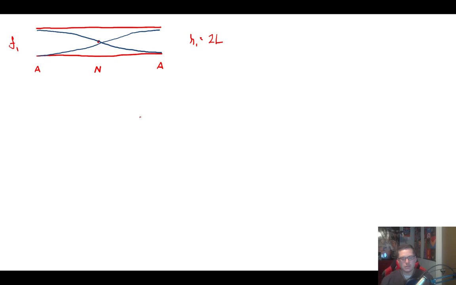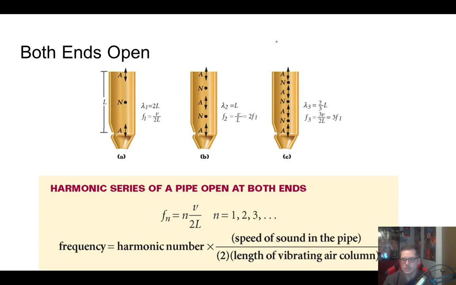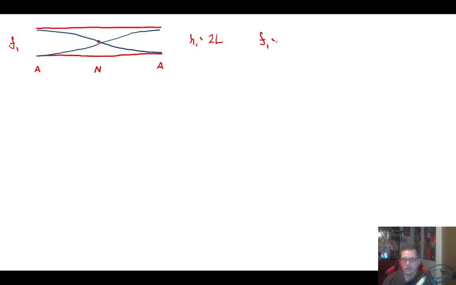Our string had 2 lengths for each wavelength for the fundamental frequency. All right, well, what about the frequency for this guy? Well, the frequency, if we use the formula we just had right there, the fundamental frequency is equal to n times v over 2L. Well, our n is 1, so it's just v over 2L. So that's it.